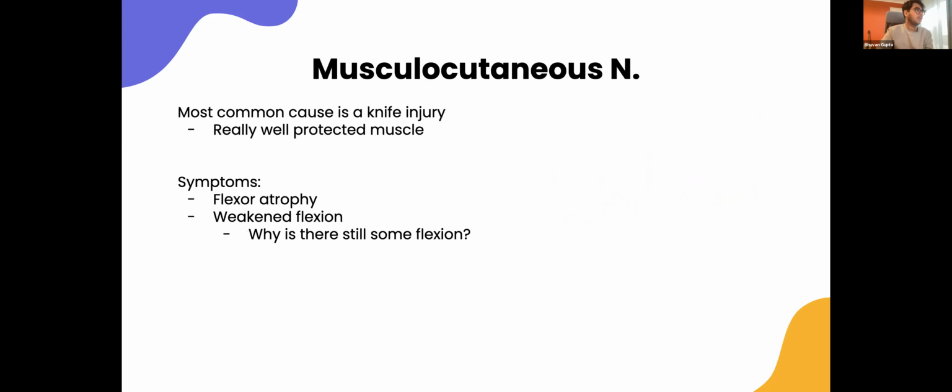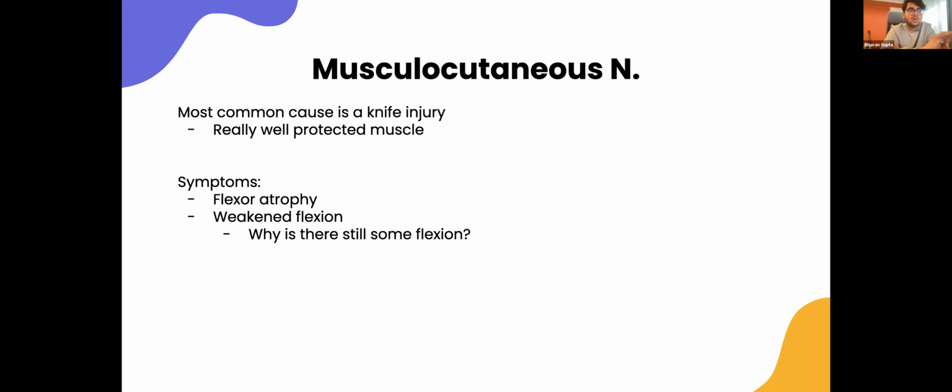Okay, musculocutaneous nerve palsies. The musculocutaneous nerve is a really, really well protected nerve. If we think about it supplying those arm muscles, it's really sort of pushed in there. And so to damage that, you really need a big trauma, which is mostly actually a knife injury. Over 95% is a knife injury. So if you hear the word knife, think musculocutaneous nerve. Symptoms: we're going to see atrophy of our flexors, and we're also going to see weakened flexion.